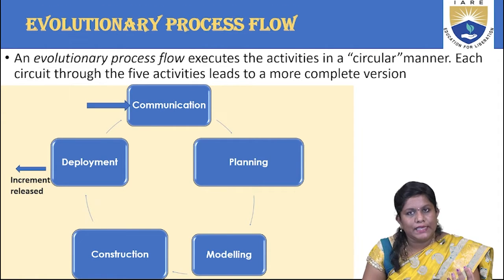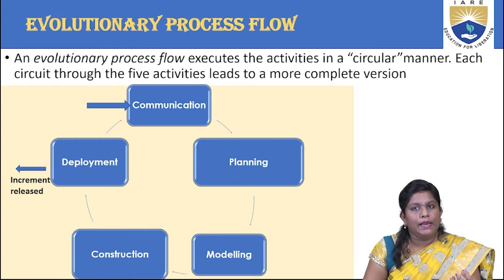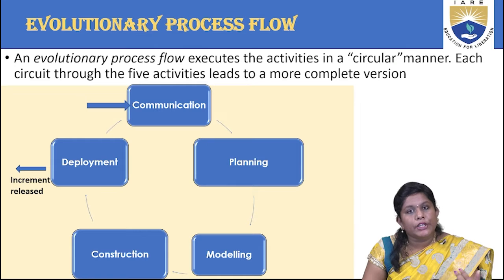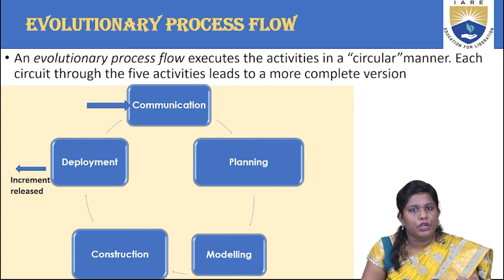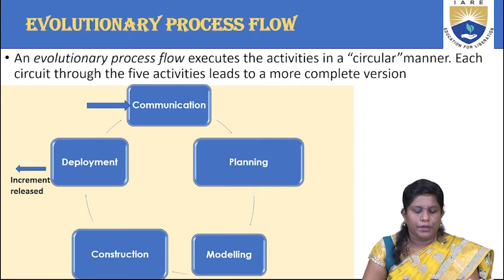Moving to the next process flow, that is the evolutionary process flow. Let us have a look at the definition. It executes activities in a circular manner, that is, in a proper circular circuit, that involves all the 5 activities which are stated. Now, why are you performing that in a circular manner? It is to get a complete version, to get better results in less time, to get efficient and optimal solutions, right?